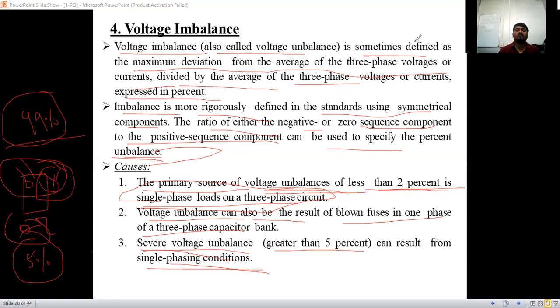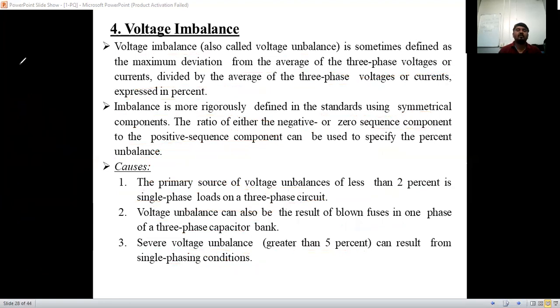I think you have studied the two-wattmeter method for power factor with a balanced load, and the three-wattmeter method for an unbalanced load. For all three phases, we have to add equal load. If the load is not equal, that is what we are going to call voltage imbalance here.